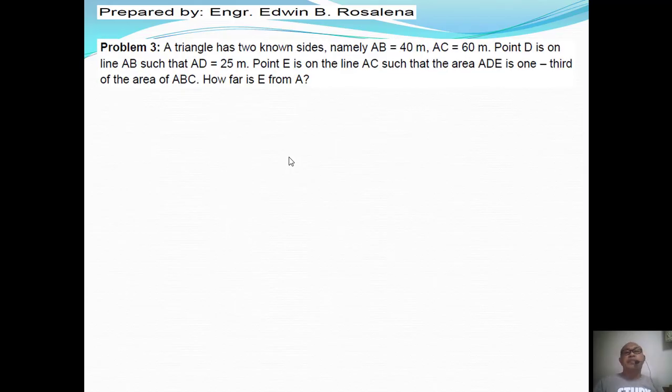Okay? So, problem 3. A triangle has two known sides, namely AB equal to 40, AC equal to 60. Point D is on line AB such that AD is equal to 25 meters. Point E is on the line AC such that the area ADE is 1/3 of area ABC. How far is E from A?